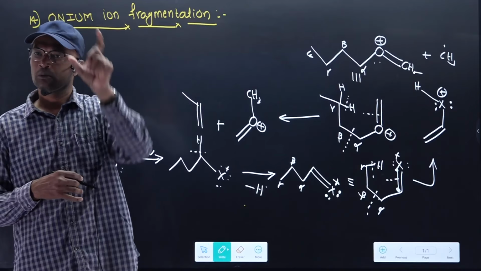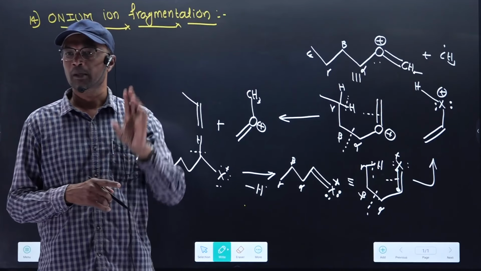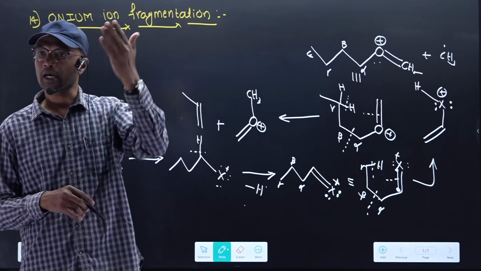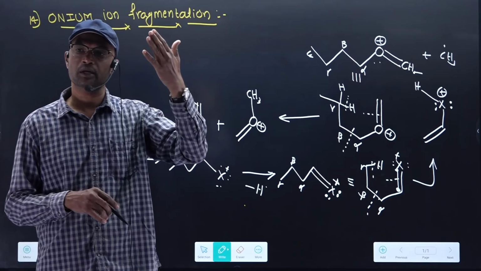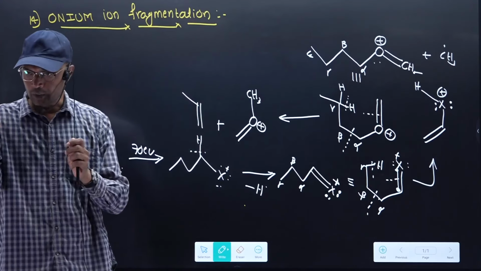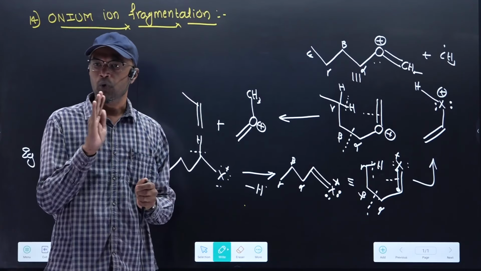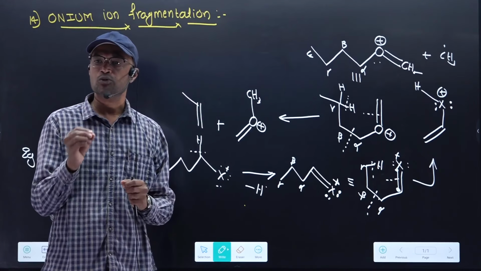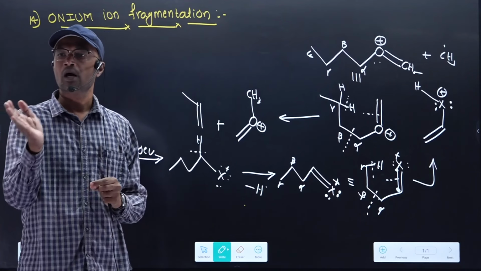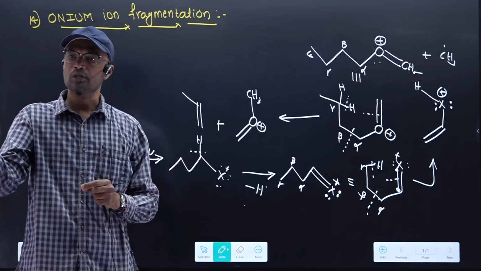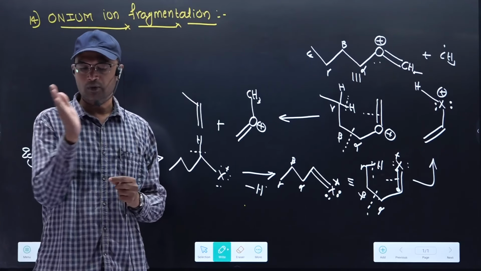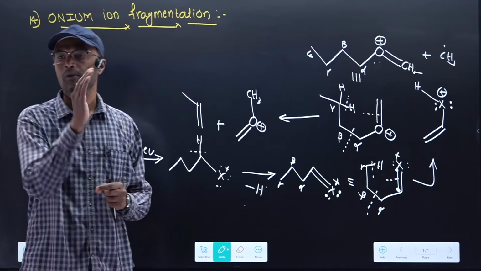McLafferty is gamma hydrogen transfer, beta homolysis. What is onium ion? Beta hydrogen transfer, alpha homolysis. See the difference: if you reduce one carbon, it becomes onium. Onium is any positively charged species which undergoes beta hydrogen transfer, alpha homolysis. Gamma hydrogen transfer, beta homolysis is McLafferty. Beta hydrogen transfer, alpha homolysis is onium ion fragmentation.